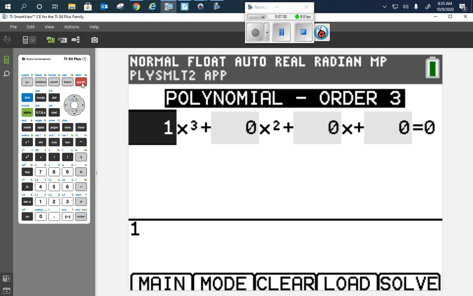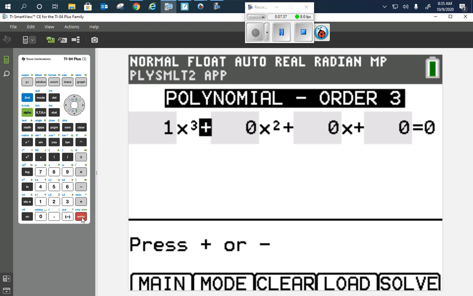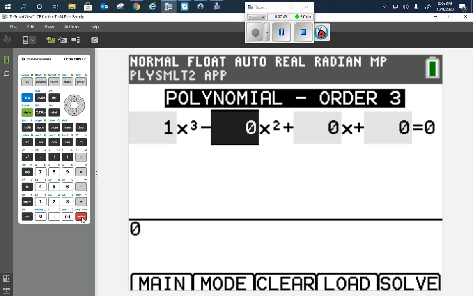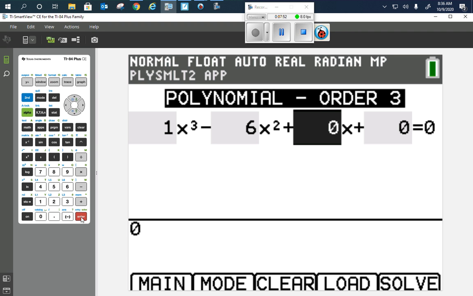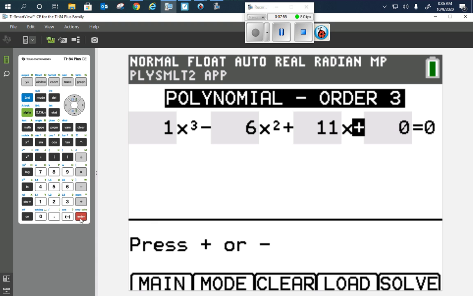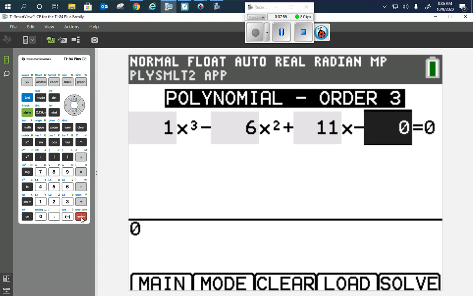So in 1, what's the coefficient in front of x cubed on this problem? It is a 1, so push 1 and enter. Now they want to know the sign. What's the sign for the next one? Yep, it's a minus. And then the number in front of x squared would be 6. Enter. The next sign is a plus. Enter. The number in front of x is an 11. Enter. The next sign is a minus, so subtract, enter, and 6. Enter. Do I have it entered correctly?